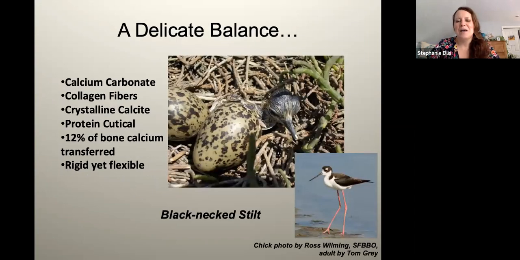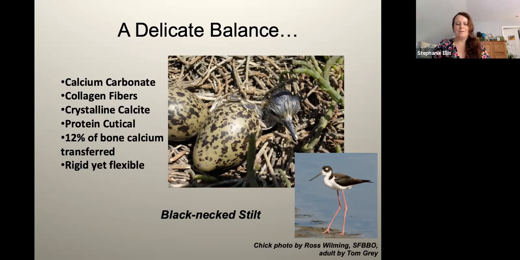So this delicate balance that I'm telling you about, I love this photo. It's a black-necked stilt. What a beautiful egg. Great example of camouflage. These birds nest in pickleweed marsh habitat. This was from San Francisco Bay, different colors of greens and browns, and blends in with the pickleweed, which is right here. The eggshell is this porous microstructure. It's calcium carbonate, collagen, crystalline calcite. It has a protein cuticle.